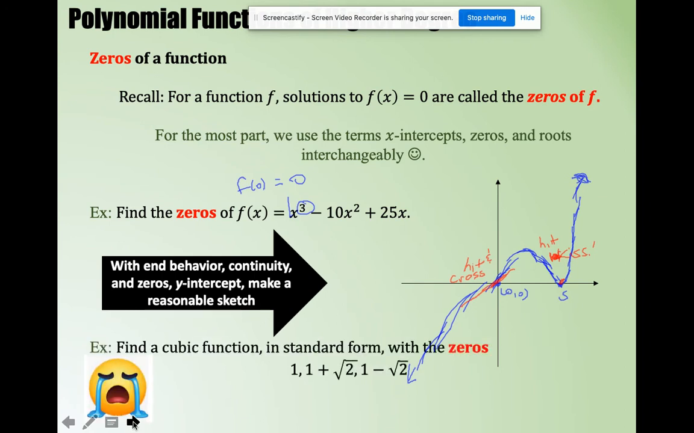Here is another AAF objective. If I give you zeros, can you give me standard form of the cubic function back? So you learned last year what standard form was. And standard form just means I have no parentheses. Everything's multiplied out, which is highly annoying.